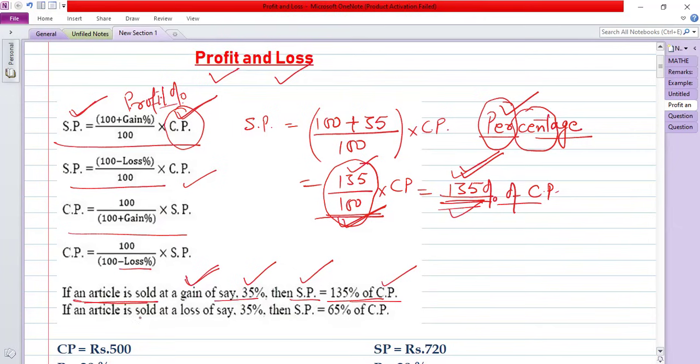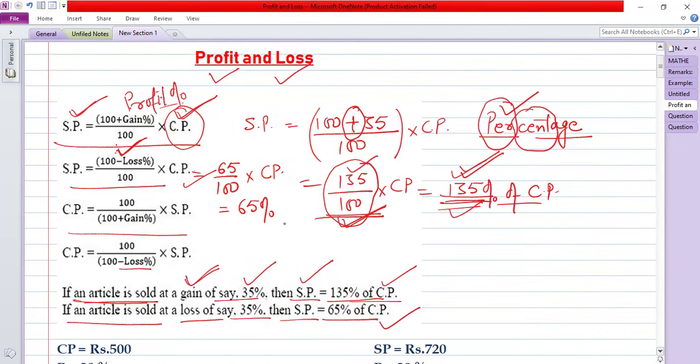Similarly, suppose an article is sold at a loss of say 35%, then what will be the selling price? It will be nothing but 65% of the cost price. Obviously, instead of plus, now it will be minus, because of this formula. So 100 minus 35 is 65, so 65 by 100 into the CP, the cost price. And this is nothing but 65% of CP. So this is one set of formulae.